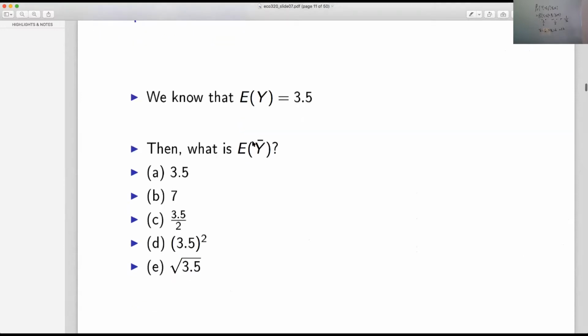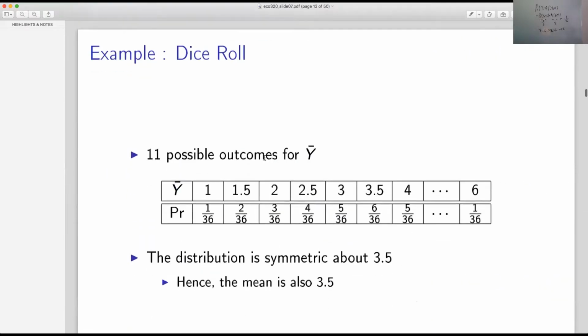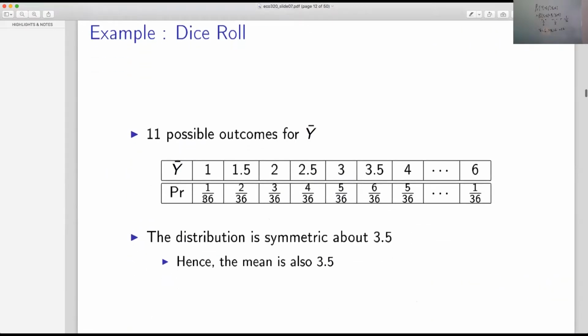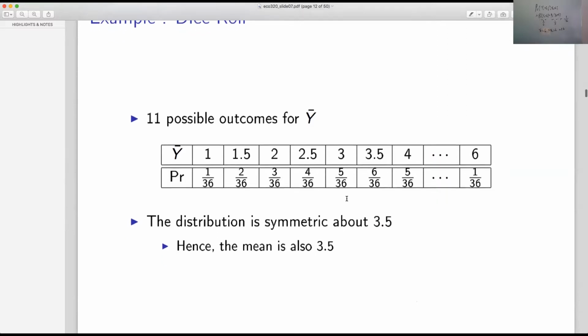So what is the expected value of Y bar? We know this is the expected value of Y, and how about the expected value of Y bar? We can get it from the probability distribution, right? We learned this in very much detail in a previous chapter, I think chapter 3. If you are still confused about this part, make sure you go back, okay?